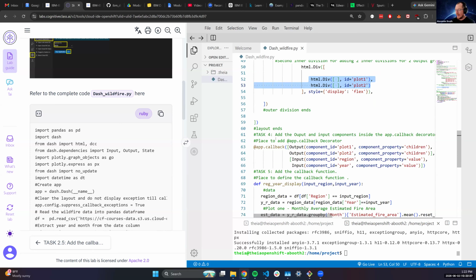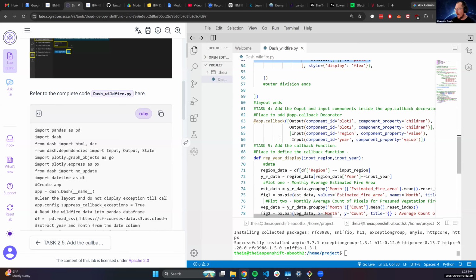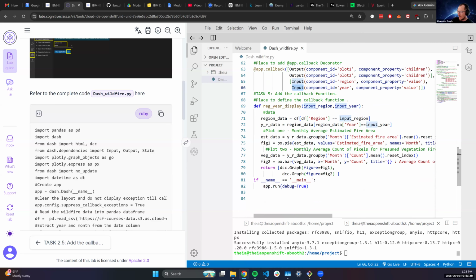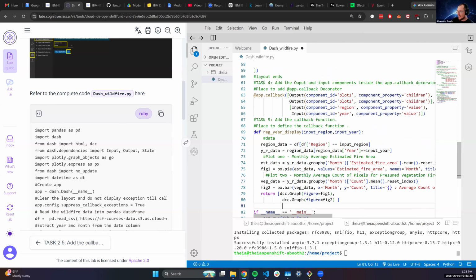Then we have our callbacks. These are our event listeners. When somebody clicks or does something on our dashboard, we're going to take those filters as inputs. We're going to do work in this function, and then we're going to return as an output our two plots.